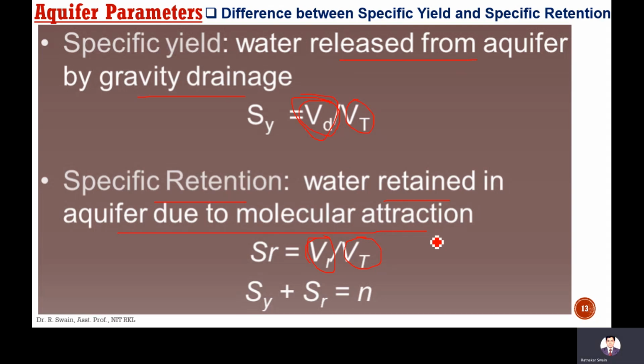Since it is a saturated aquifer, it is fully saturated, so there is no question of air. There is only material and water. So Vd plus Vr will be the total volume of voids. If we add the specific retention and the specific yield, it gives you Vv divided by the total volume Vt, which is nothing but the porosity. The summation of specific retention and specific yield is the porosity.